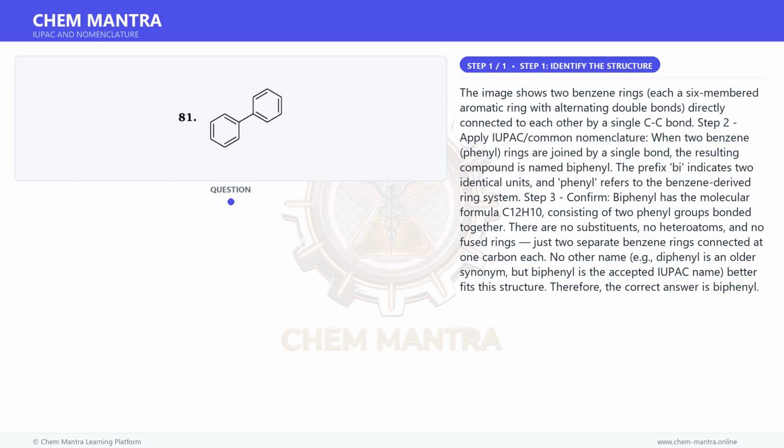The image shows two benzene rings, each a 6-membered aromatic ring with alternating double bonds, directly connected to each other by a single C to C bond.